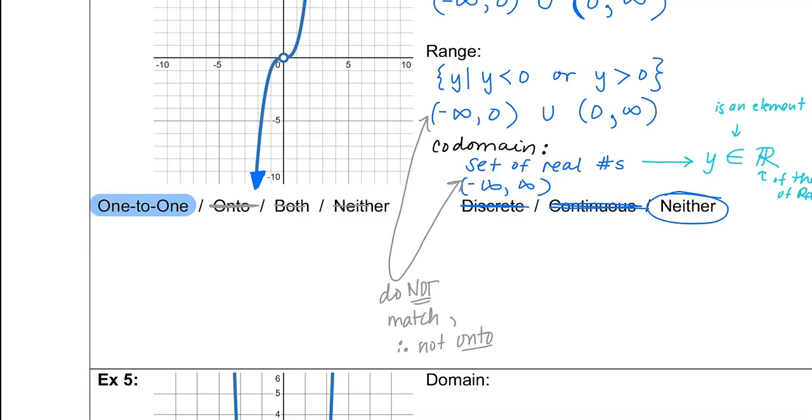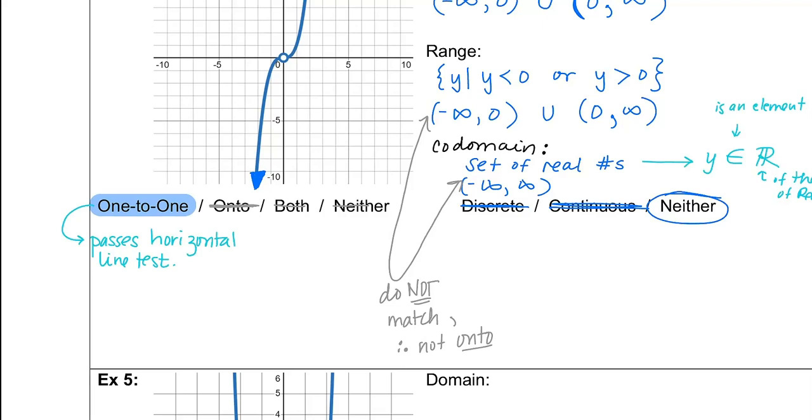Passes horizontal line test. Are we okay with that?